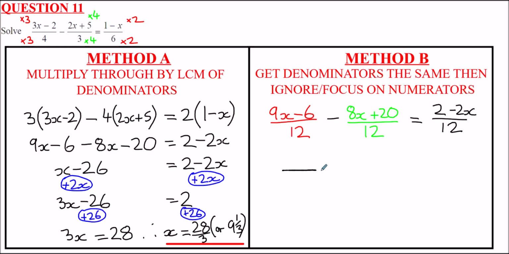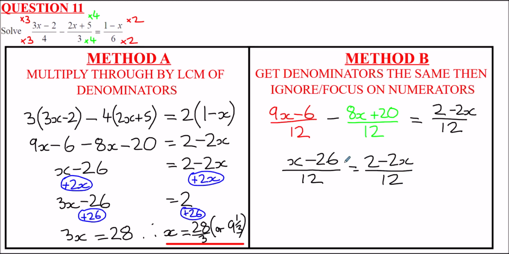So 9x take away 8x is just 1x. Minus 6 minus another 20 is minus 26, and that's all over 12, equals 2 minus 2x over 12.